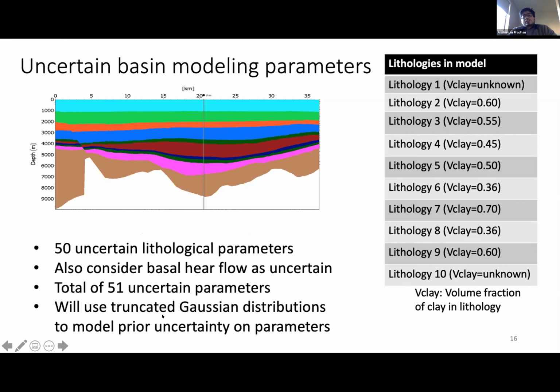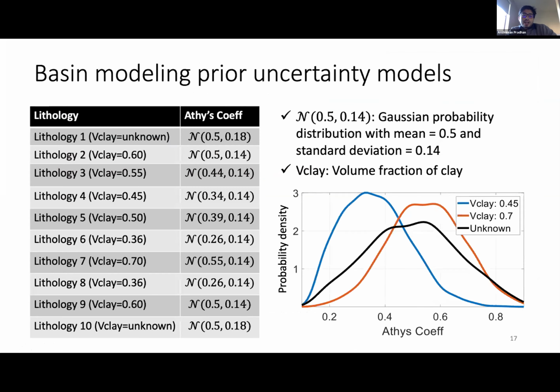And we will be using truncated Gaussian distributions to model the prior uncertainty, the prior geologic uncertainty on these parameters. One thing to note is that we had a gamma ray, and the gamma ray had only coverage for some of these lithologies, and we know the clay weight from the gamma ray. But for the top and the bottom lithologies, the clay weight was unknown. So this corresponds to your prior information, right? And we will take that into account when we specify our prior distributions. And I'll show how.